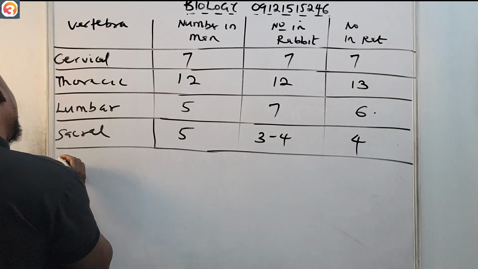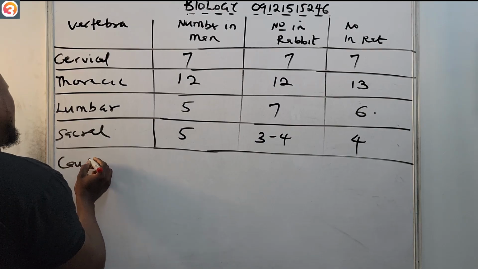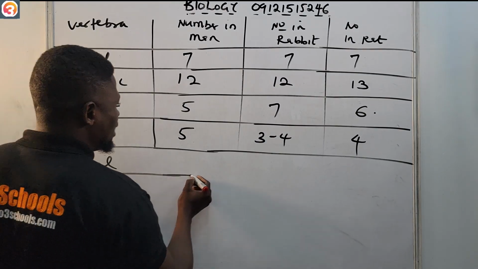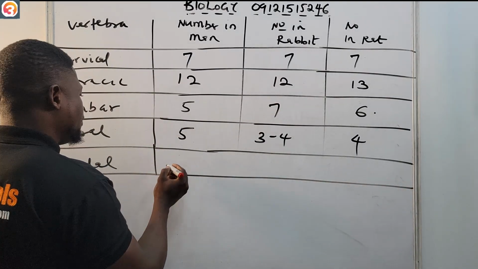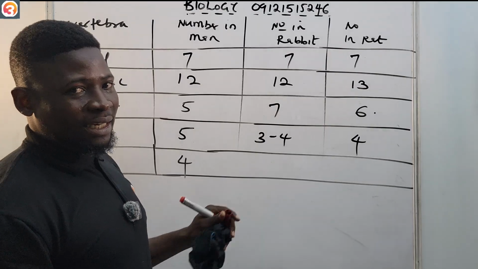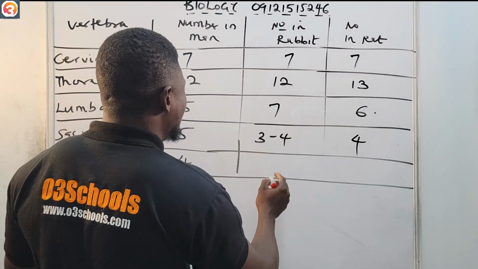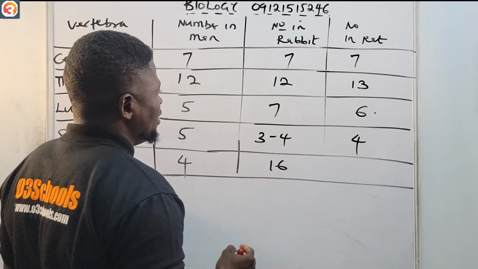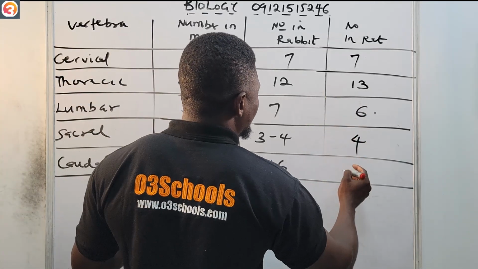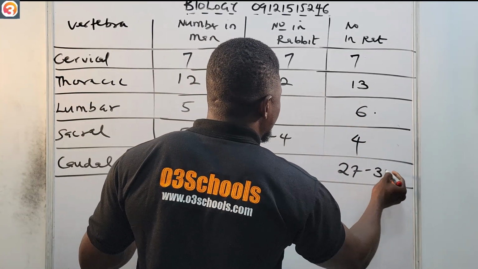Then the last one is our caudal vertebra. There are 4 in man that fuse together to form the coccyx. Then for rabbit, we now have 16. For rat, we have from about 27 to 30.